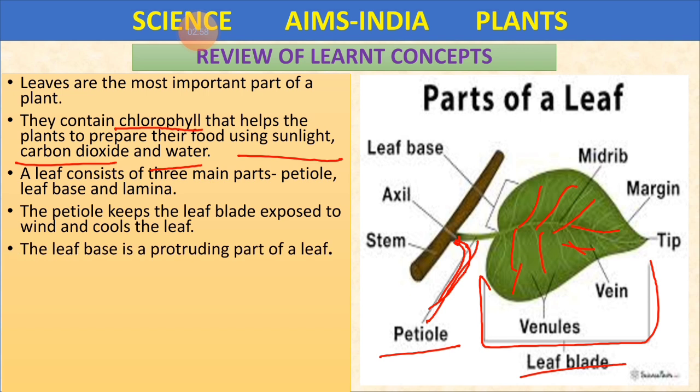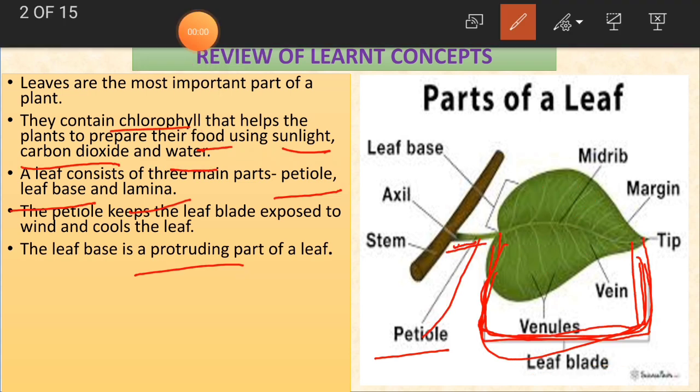The leaf base is a protruding part of a leaf. What is this protruding part, children? A protruding part is nothing but an expanding part. So where is the leaf base here? If you see, here is the leaf base, this one. This part is going to extend, going to expand, going to grow more in size. So this is the expanding part of a leaf.